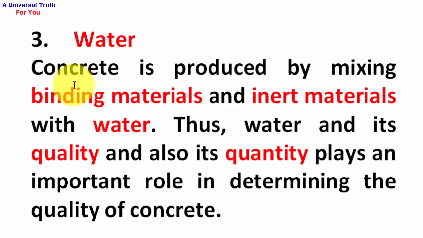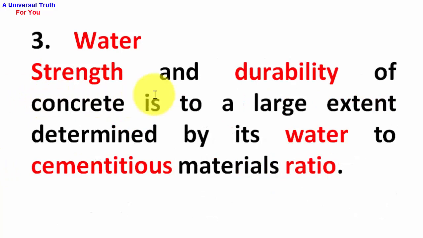Third point, water. Concrete is produced by mixing binding materials and inert materials with water. Thus, water and its quality and also its quantity play an important role in determining the quality of concrete. The strength and durability of concrete is to a large extent determined by its water to cementitious materials ratio.